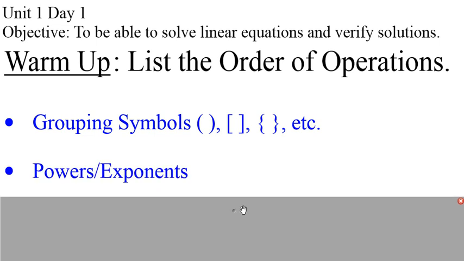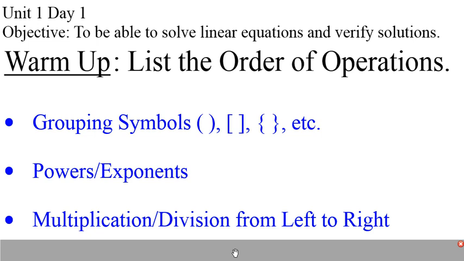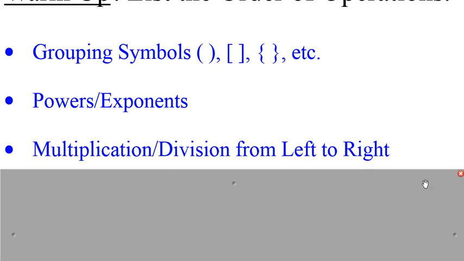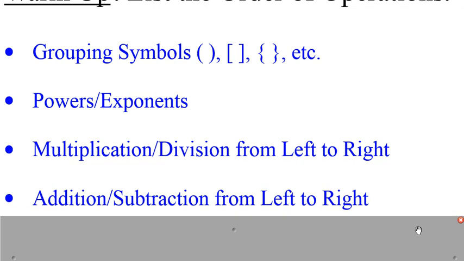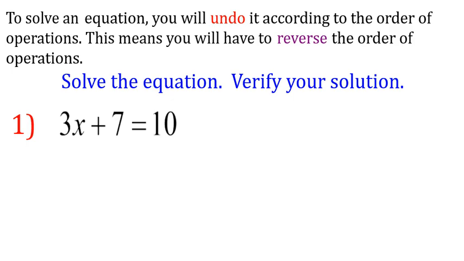Then we look for powers and exponents. Then we look for multiplication or division going from left to right. And then finally we look for addition and subtraction from left to right. So we're going to employ those order of operations to help us with the solving. The order of operations helped us simplify expressions before. When we're solving an equation, we have to undo those operations according to the rules. So we're reversing them in order to solve for what's missing in the equation, the variable.